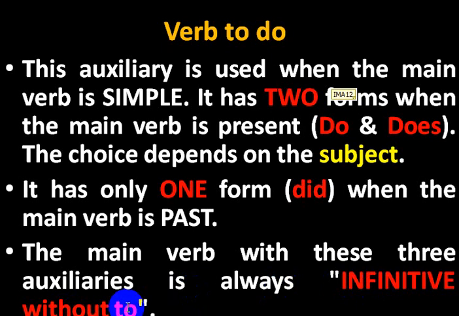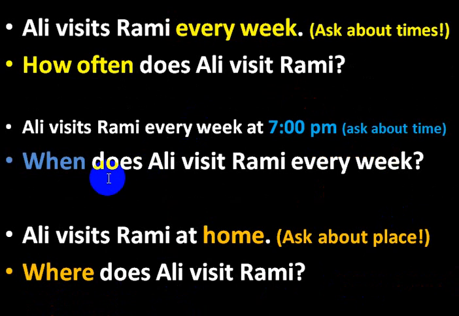Okay, so if you use does, after does, after do, after did, whatever, all the main verbs should come in the infinitive form, which means it doesn't have any s. See here, when does Ali visit? Visit. So the verb should be in the infinitive form. When I say infinitive, because we have 2 forms of infinitive in English. We have infinitive with to and infinitive without to. Here we have infinitive without to.